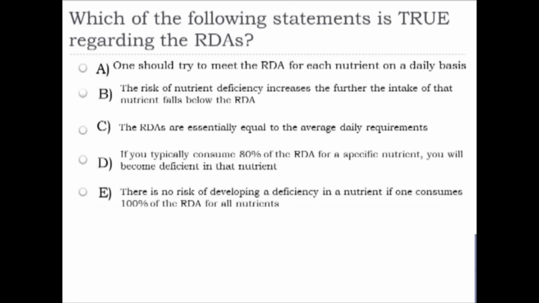The next DRI question is, which of the following statements is true regarding the RDA? Pause the movie and select your answer. The correct answer is B. The risk of nutrient deficiency actually increases the further the intake of that nutrient falls below the RDA. So what we determined in the class is when you're less or equal to 66% of the RDA, you're at a very high risk of deficiency. But when you're at 75%, the risk is not quite as high statistically, but this actual statement holds true. The further you drop below, the greater the risk of a deficiency occurring.